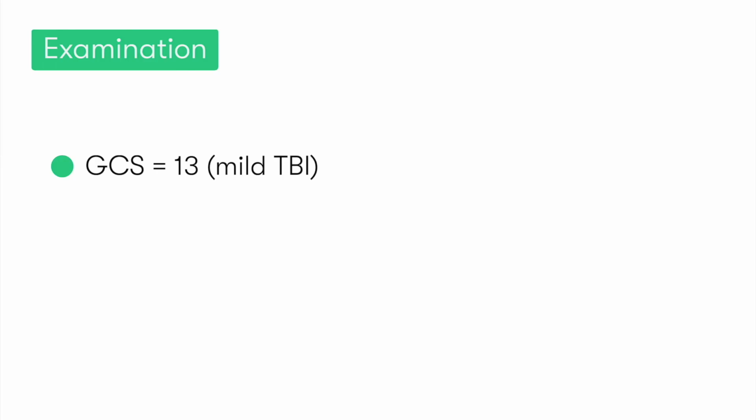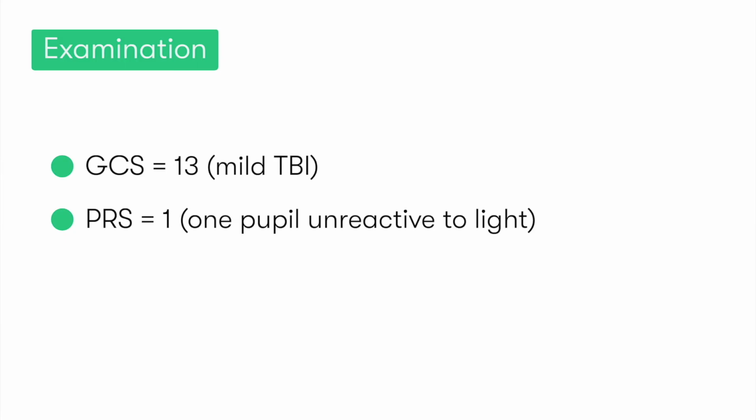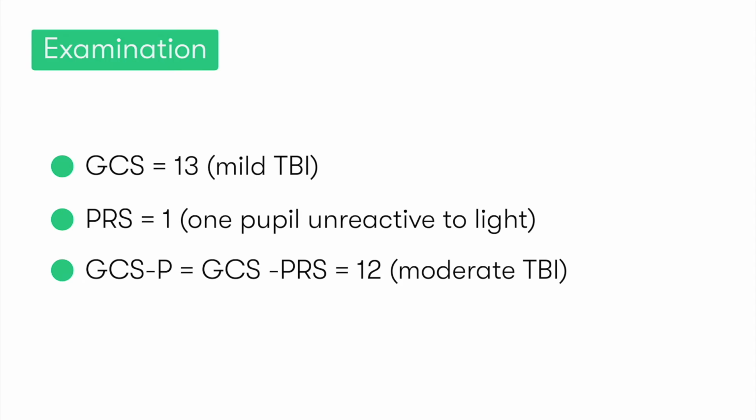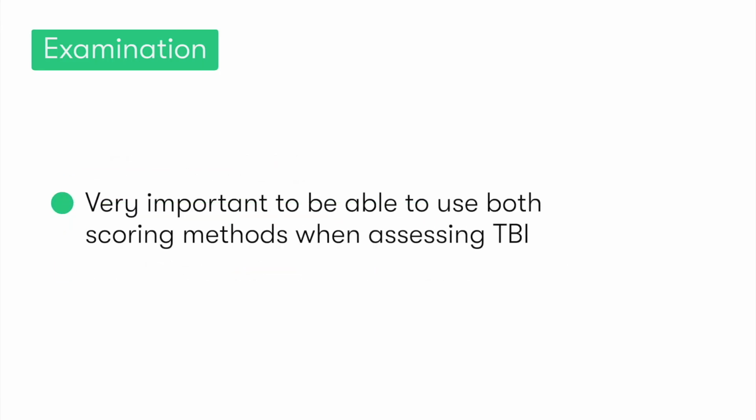But if they are then shown to have one pupil which is unreactive to light, this gives us a PRS score of 1, which we then subtract from the GCS score of 13, and therefore the patient's GCSP score would actually reveal that they have a moderate severity traumatic brain injury. So being aware of the GCS and the GCSP, and the significant role that they both play in the assessment of traumatic brain injury patients, is really important.